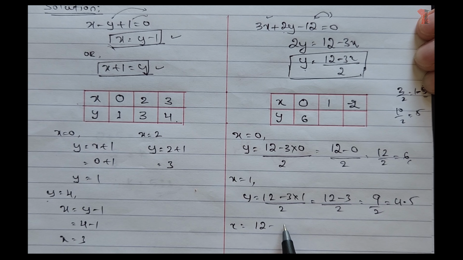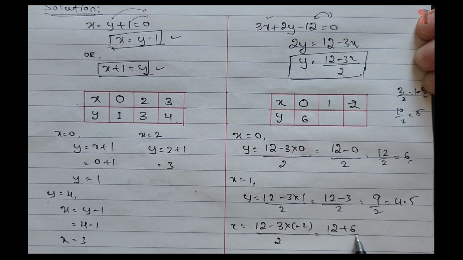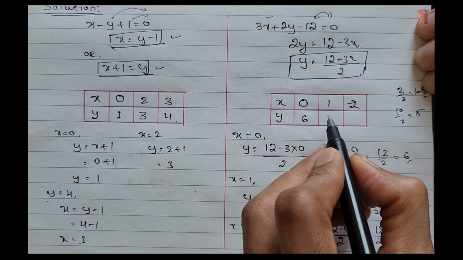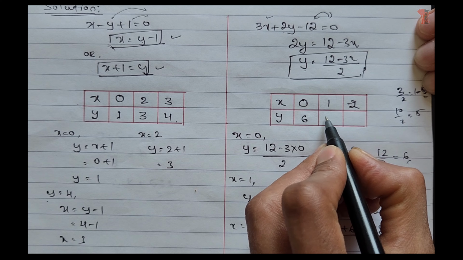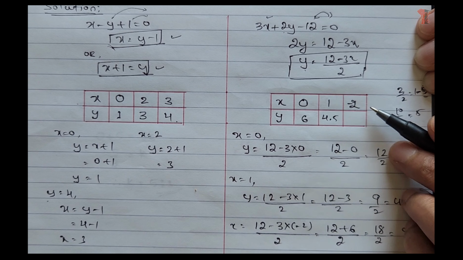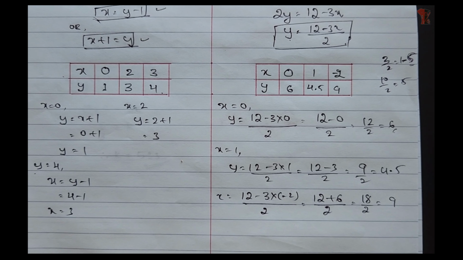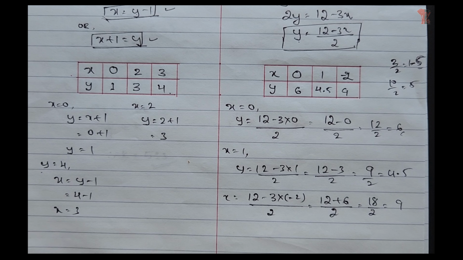So this will be 12 minus 3 multiplied by minus 2, divided by 2. So minus into minus, I'll get plus, correct? 3 into 2, 6, so this will give you 18 by 2, which gives me 9. So when x is 1, y is 4.5. When x is minus 2, y is 9. So these are the solutions, okay? By using these solutions, we are going to plot this in the graph. Okay, let's do the graph now.